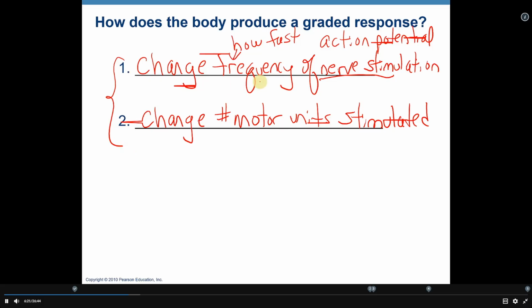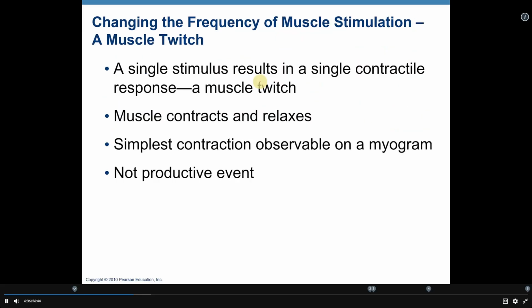Now, both of these things are necessary to produce a graded response. The first one provides a smooth movement. The second one results in a change in force. So let's look at how changing the frequency of the muscle stimulation, of the nerve impulse, affects the muscle. If we have a single stimulus of a motor unit, it results in a single brief contraction.